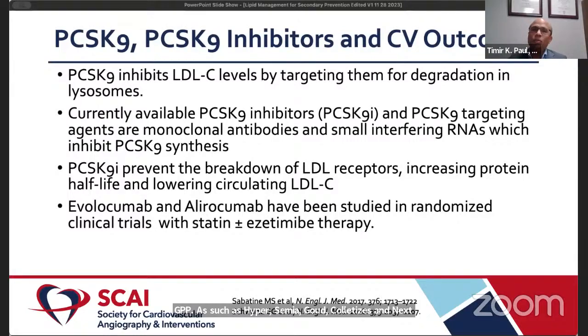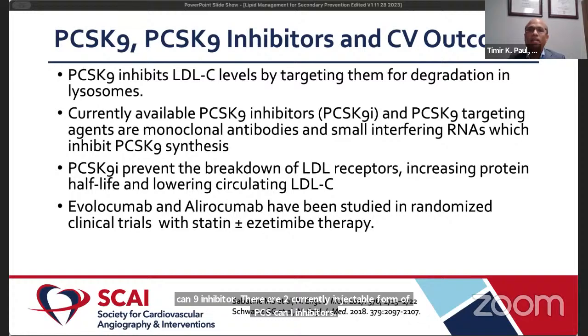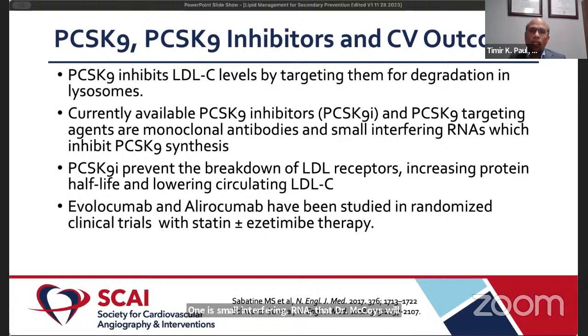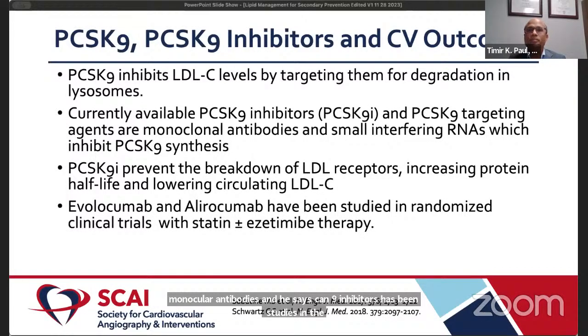PCSK9 inhibitor. There are two currently injectable forms of PCSK9 inhibitors. One is small interfering RNA that Dr. Mukherjee will discuss, but there are monoclonal antibodies. So evolocumab and alirocumab are monoclonal antibodies, and PCSK9 inhibitors have been studied in randomized clinical trials with statin and/or ezetimibe therapy. Next.